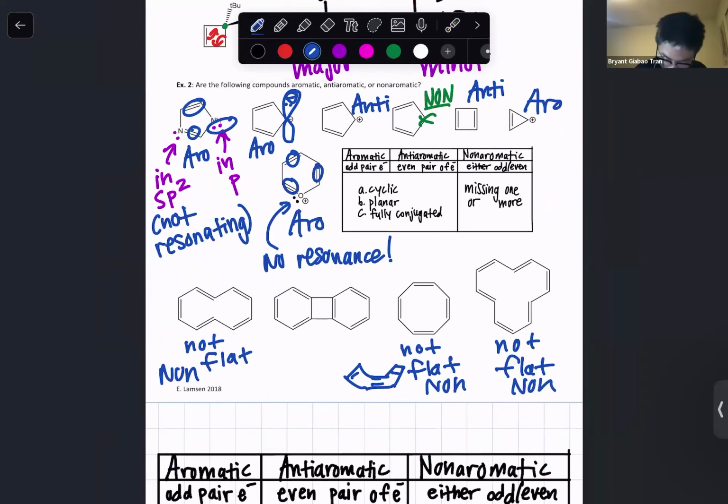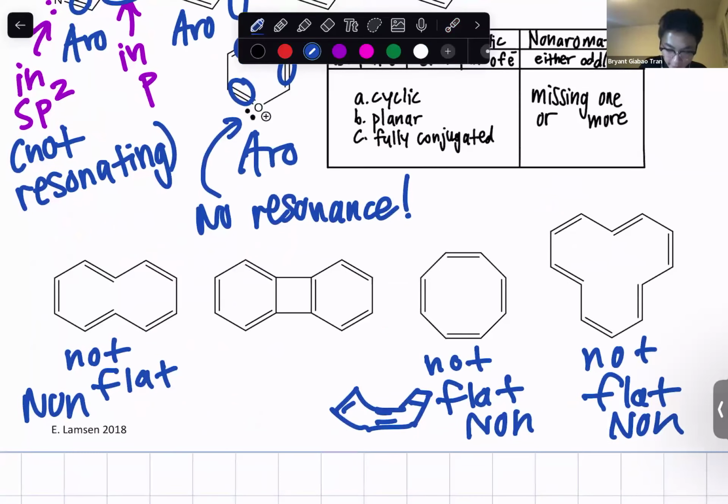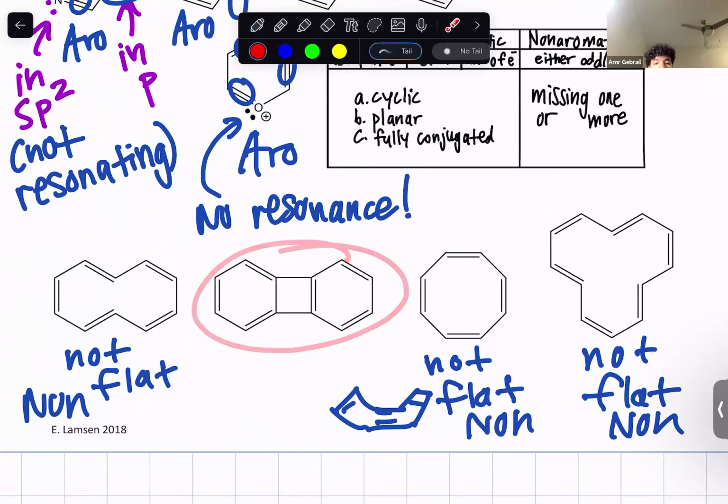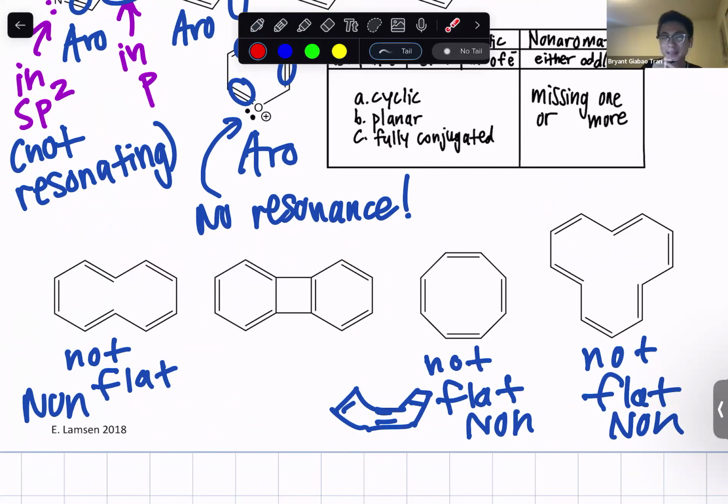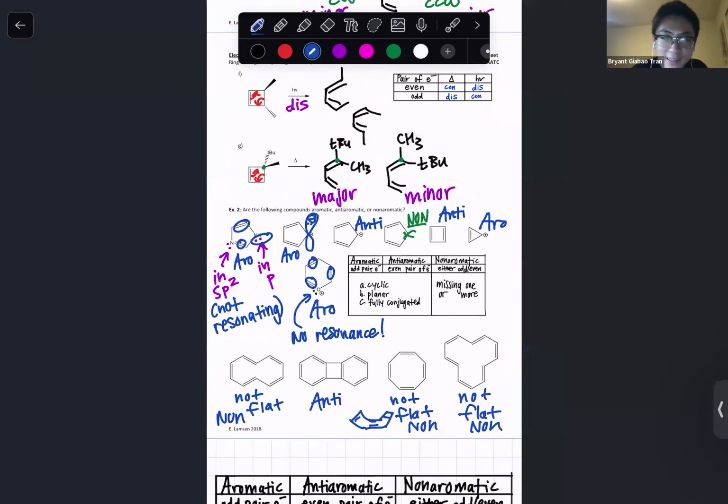Oh yeah, there's also this last one here, on the bottom. That is cyclic, and planar. It's all sp2. 1, 2, 3, 4, 5, 6. This would be anti, because we have 6 pairs of electrons, which is an even number of pairs, anti-aromatic. That is good. That's the end of that worksheet, and also the end of the first topic of the next chapter, aromatic, anti-aromatic, non-aromatic.